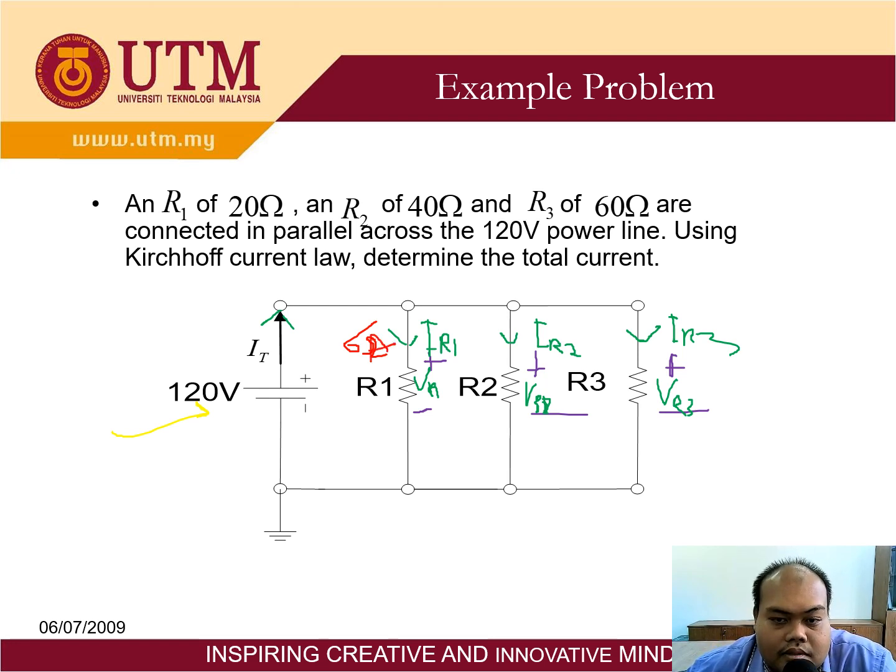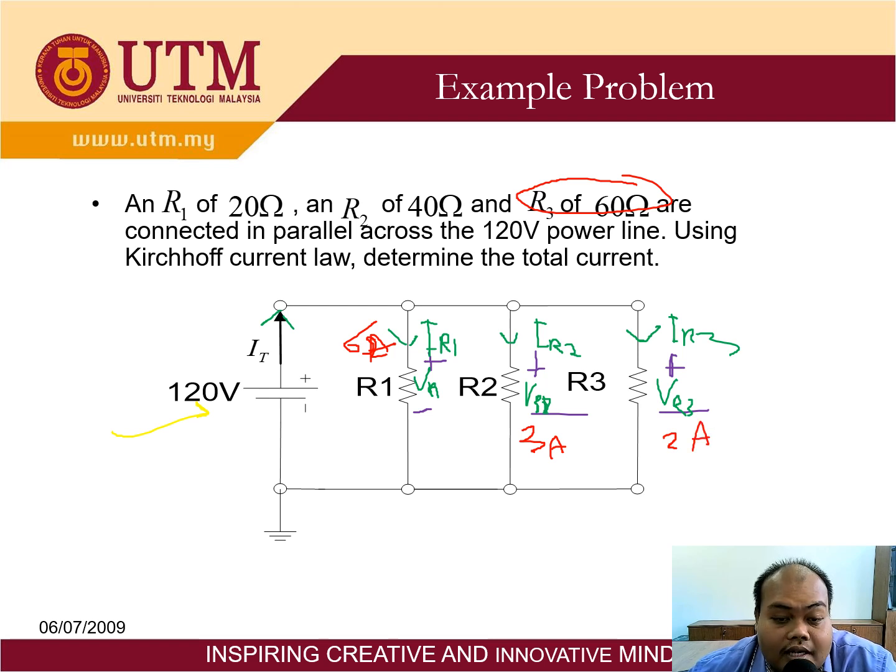How about IR2? The same. Using Ohm's law, IR2 is equal to VR2 divided by R2. So 120 divided by 40, it is 3 ampere. How about this one? IR3, 120 volt also, VR3 divided by 60. So you get 2 ampere.